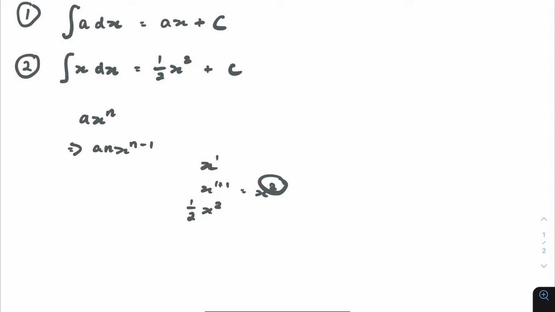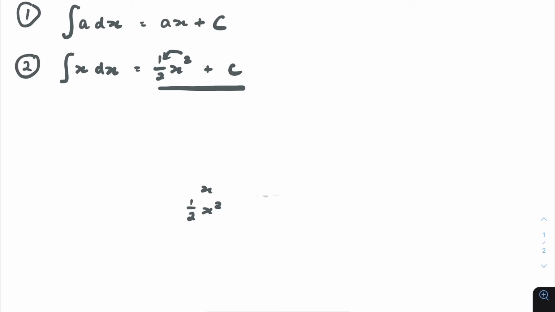And just a side note, you can always check if you're doing it correctly by differentiating what you just got. So if you differentiate half x squared plus c, well, you bring this down. That becomes 2 times 1 over 2, which is just 1. And then you decrease this by 1, which is just x to the power of 1, which is x. So in this case, we have differentiated and integrated correctly. Well, integrated correctly, because that's what we're checking.